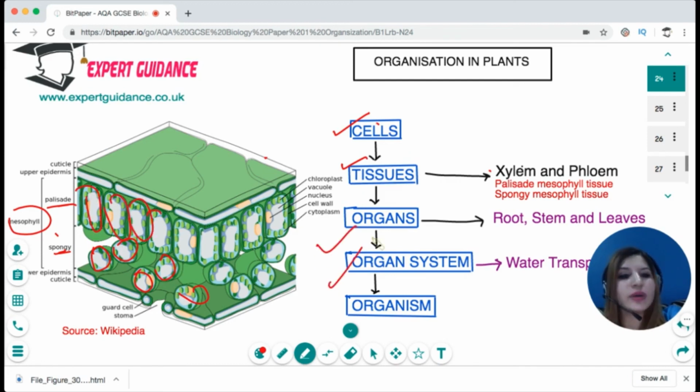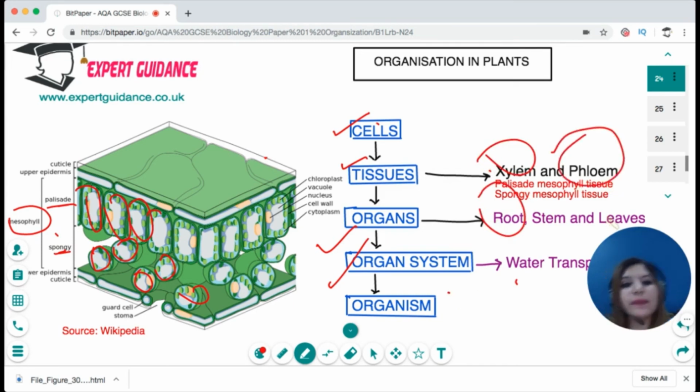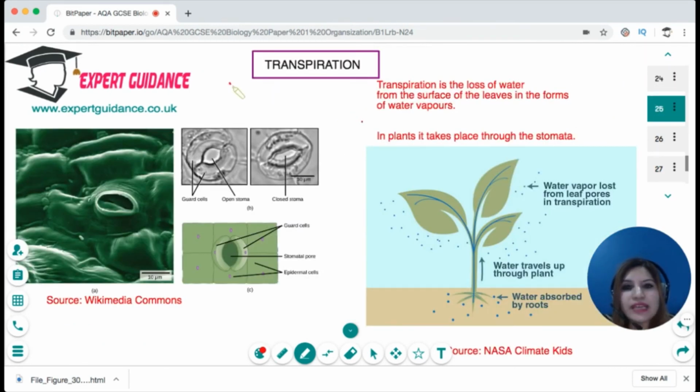In the organ system, we have a water transport system and the food transport system. The water transport system consists of xylem and the roots. The food transport system consists of the phloem and the leaves, and all of this makes a plant organism. Okay, now what is transpiration?